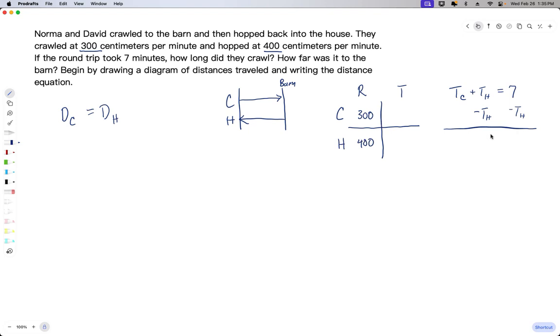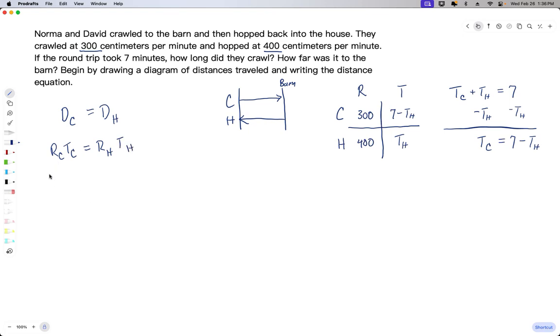We take that away from both sides. The time crawling is equal to the total 7 minutes minus the time hopping. So this is our value for the time crawling, 7 minus the time hopping, and our value for hopping is just the time hopping. We don't know how much that was. We can break these equal distances into two parts, rate times time. So rate crawling times time crawling is equal to the rate hopping times the time hopping.